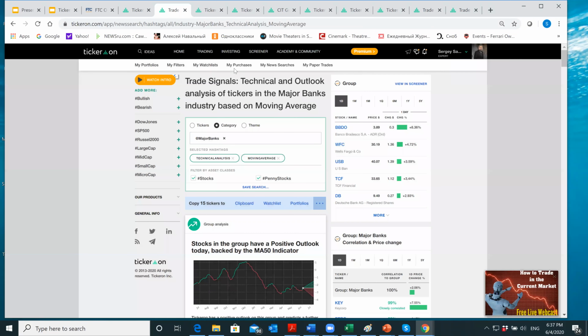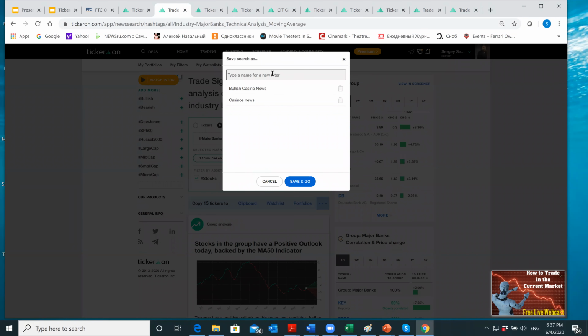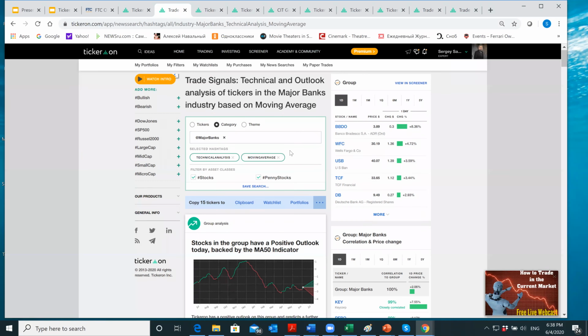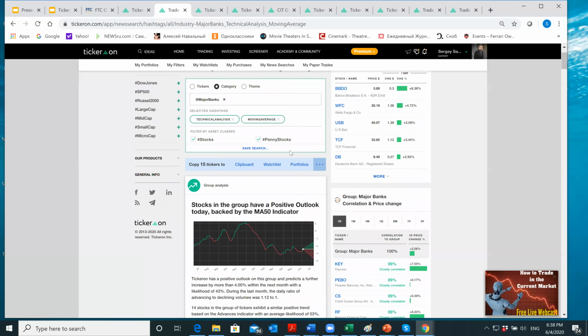Here, let me create that one. It's not that one. It's major banks, moving averages, and then save and go. That way, later I'm going to be able to use it. You see, it was successfully saved. I'm going to be able to use the similar news.